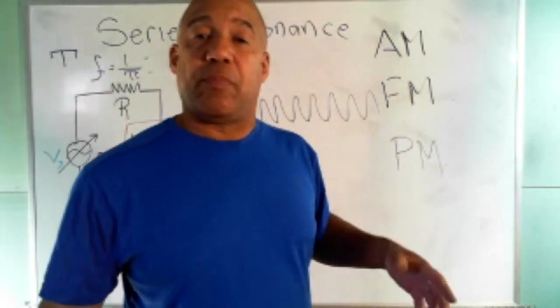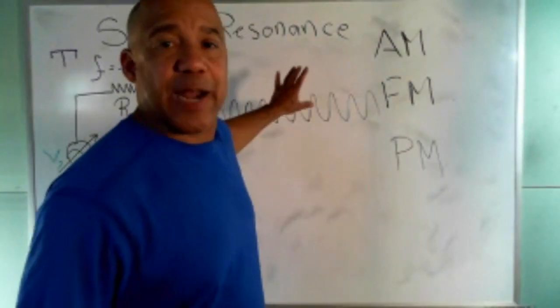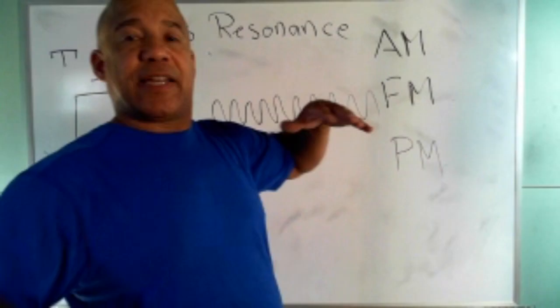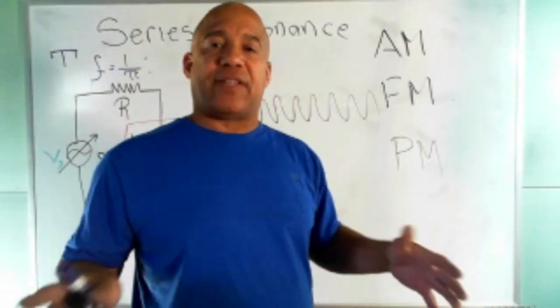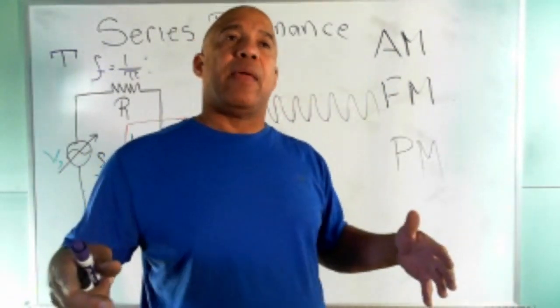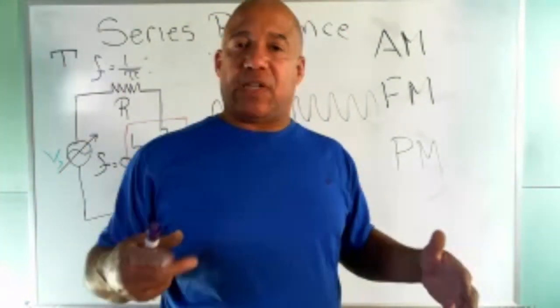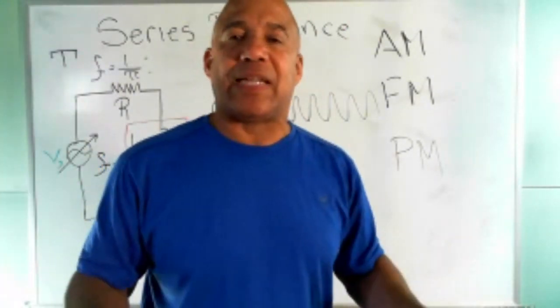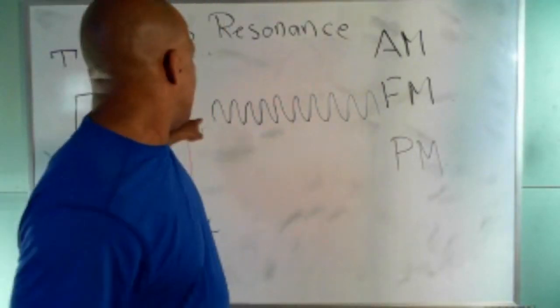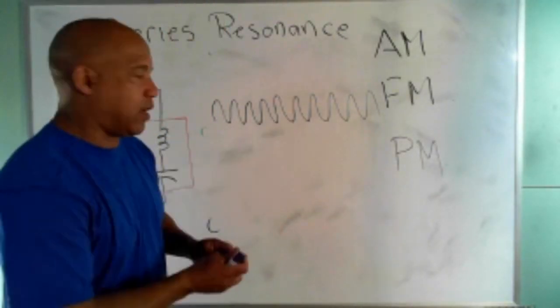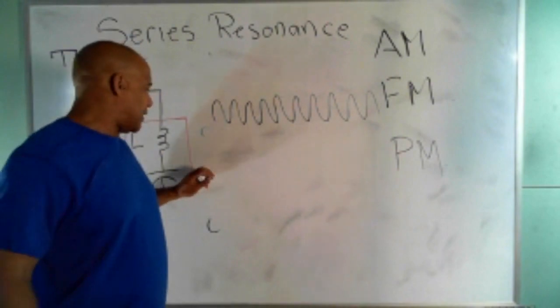So to modulate the signal means to take a regular wave, this is called the carrier wave, and make it vary either the frequency, the magnitude, or the phase. I vary it in such a way that is in direct proportion to the information I'm putting on it. So what do I mean when I say that? Well, say I'm not talking. Here's what the waveform looks like. So here we go. So I got this carrier wave.